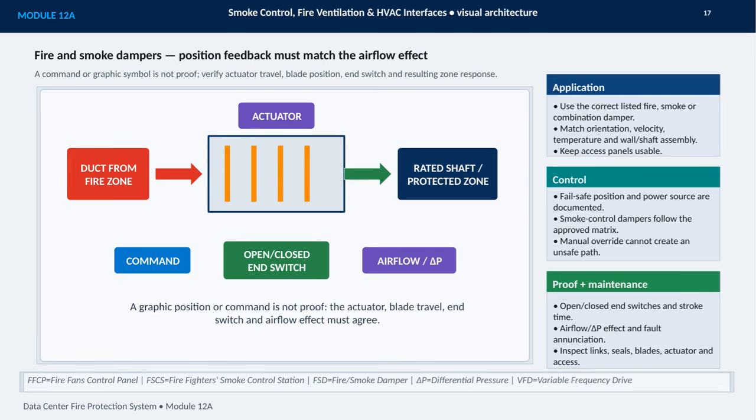Finally, proof and maintenance include checking open and closed-end switches, stroke time, fault enunciation, links, seals, blades, actuators, and access. The complete sequence is what matters. Command, actuator movement, blade position, feedback, and the final zone response must all agree.